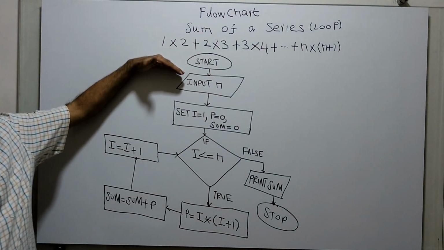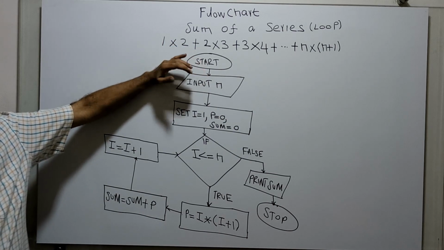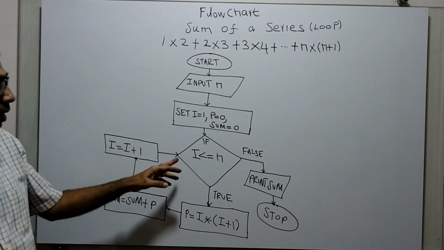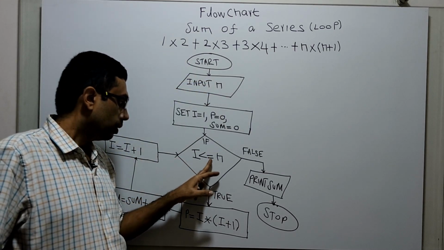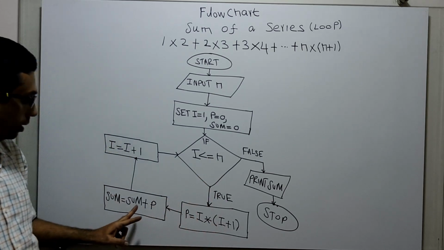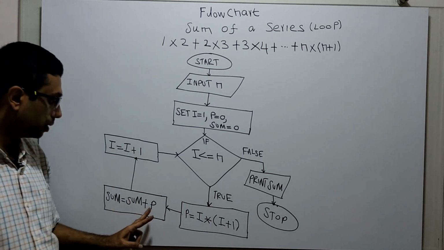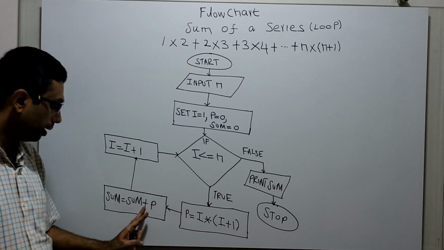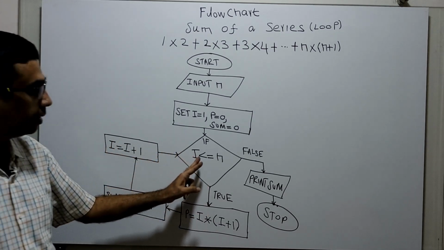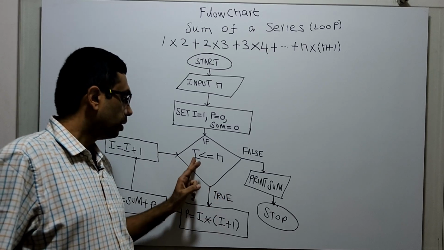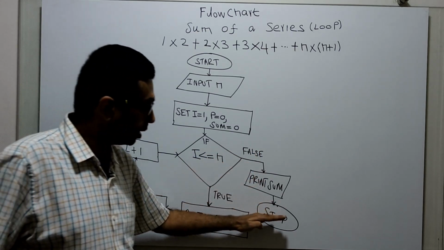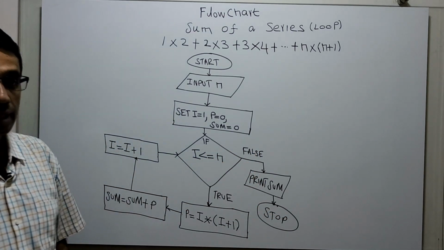I am obtaining the input n, the range from the user, initializing a variable I equal to 1, p equal to 0, sum equal to 0. I am checking I less than or equal to n. Then if it is true, I am calculating p equal to I into I plus 1, and I am adding sum equal to sum plus p. The existing value of sum and the value of p are added and stored in the variable sum. I am incrementing I equal to I plus 1. This loop will go on while I less than or equal to n is true. Then false means when I is greater than n, we come out and print the value of the sum, and this is the logical end of the flowchart.